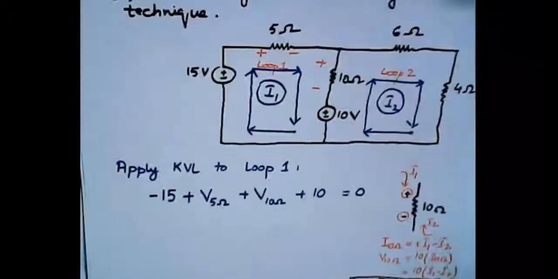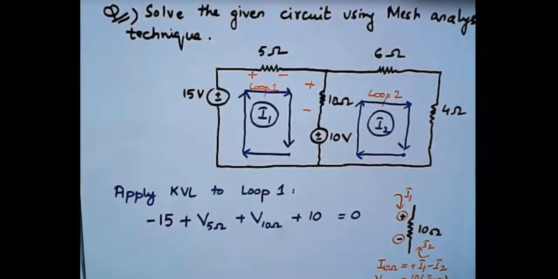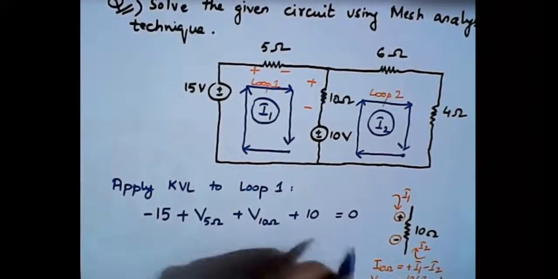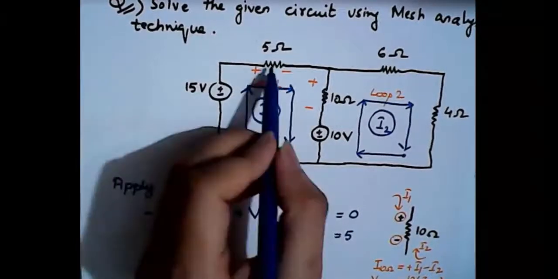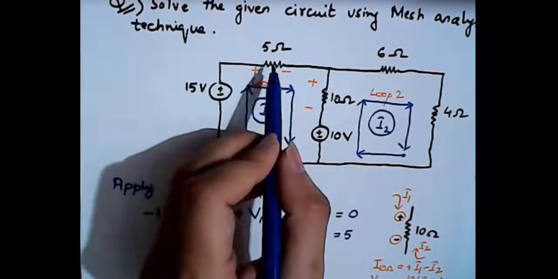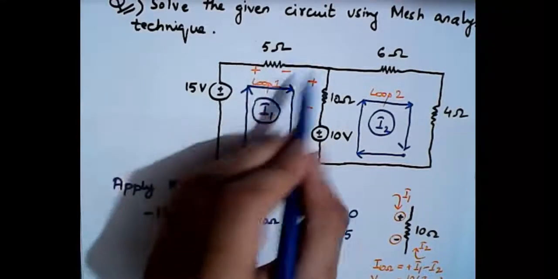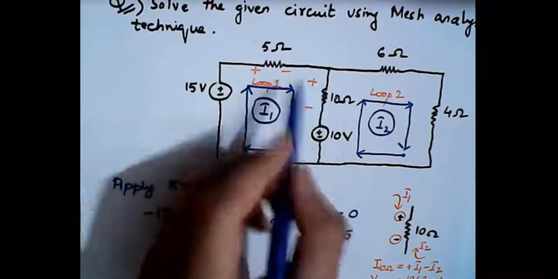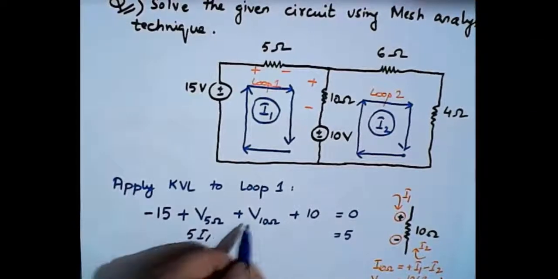Okay, once it is clear, coming back to the example, we can see plus 10 minus 15 will be equal to 5. So V5 ohms, how much is V5 ohms? It's very easy. We know that V is equal to IR, and the 5 ohm resistor is carrying only a single current. Why? Because it is a part of one loop. So it will be 5 times I1 plus V10.